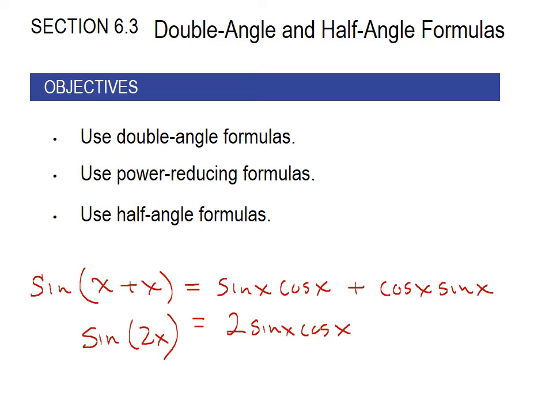If you want to double an angle for sine, all you really got to do is multiply 2 by the sine of the original angle times the cosine of the original angle. That's exactly what this says. You multiply by 2 sine of the original angle times cosine of the original angle, and you got yourself sine of the angle that should have been doubled.